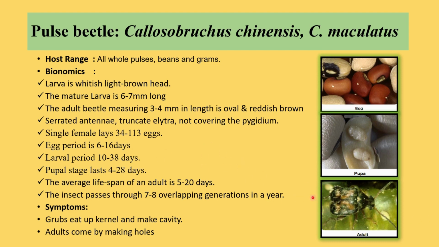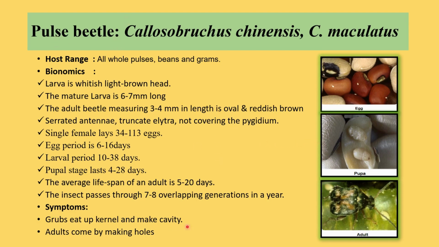In the active season, a single female lays 34 to 113 eggs, and the egg period is 6 to 16 days. The larval period is 10 to 38 days. The pupal stage lasts for 4 to 28 days. The overall lifespan of an adult is 5 to 20 days. The insect passes through 7 to 8 overlapping generations in a year. These are the dynamics of the growth and developmental stages of the larva, pupa and adult of the pulse beetle.